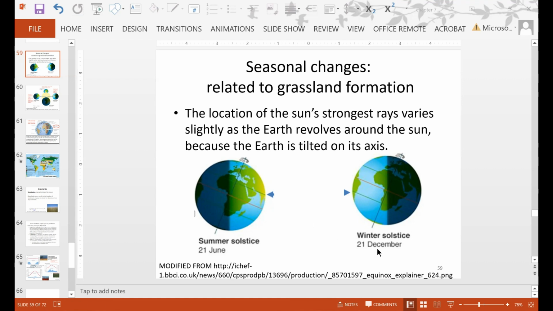And then the winter solstice, December 21st, the southern hemisphere is pointed toward the sun, and the northern hemisphere is pointed away from the sun. So the Tropic of Capricorn in December is where the strongest rays are. And then during the equinoxes, which is autumn and spring, the equator is where the strongest sun's rays are. So the strongest sun rays shift between the Tropic of Cancer, the equator, and the Tropic of Capricorn throughout the year.